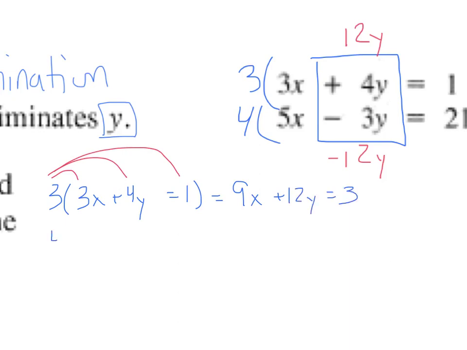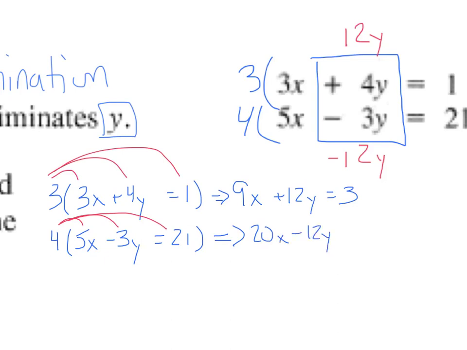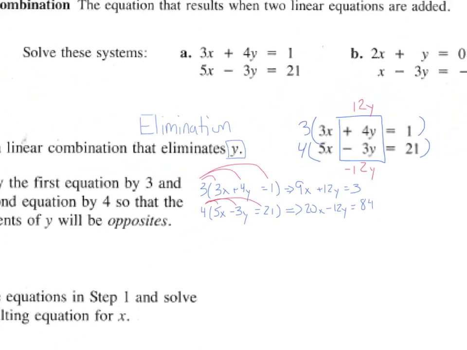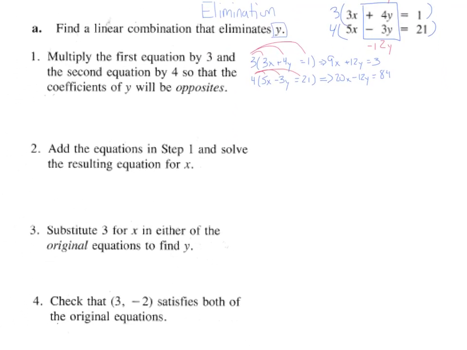Now I'm also going to do 4 times 5x minus 3y equals 21. You do 4 times 5, 4 times negative 3, 4 times 21. And I get 20x minus 12y equals 84. Now, that's wonderful. We can do that now, and let's see what the second step asks us to do. Second step says add the equations in step 1, and then we'll solve the resulting equation for x.